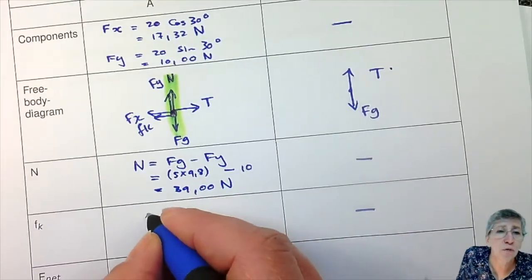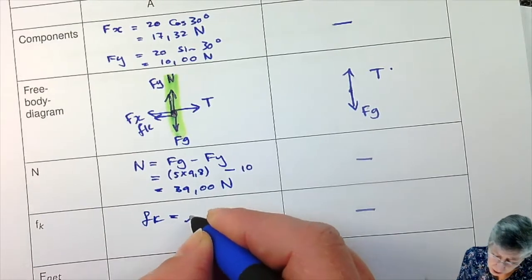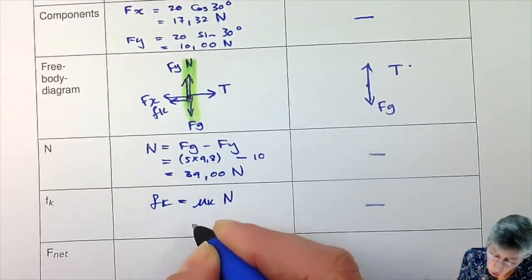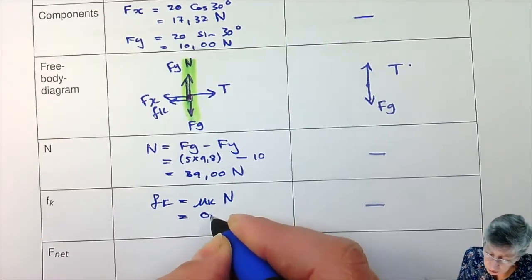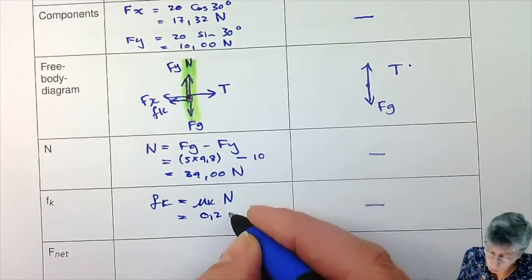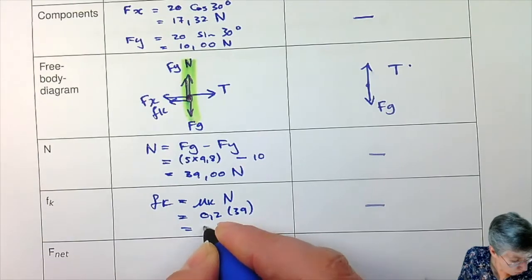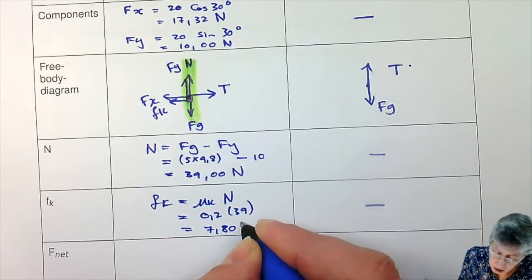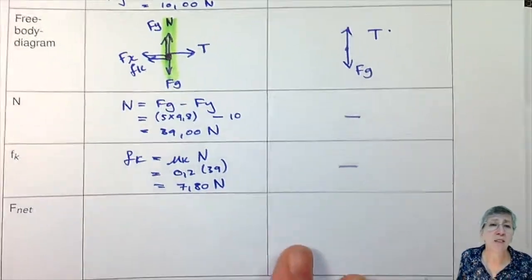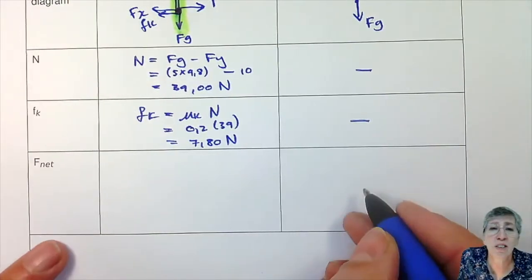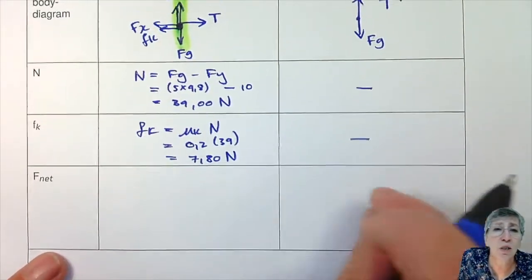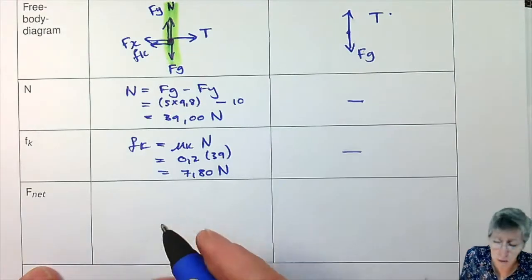Right, then working out the friction. That is just mu k times the normal force. Mu already given to us up there. Normal force we've just calculated, that was 39. And then you end up with 7,80 Newton. Okay, so now we're ready to do Newton's second law. And we're going to apply to every object separately.